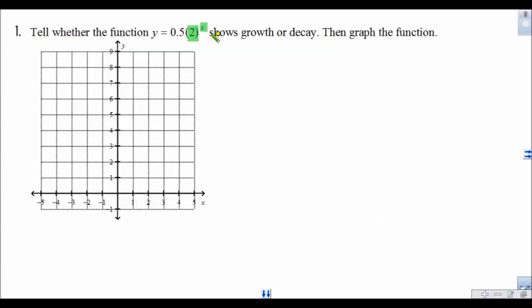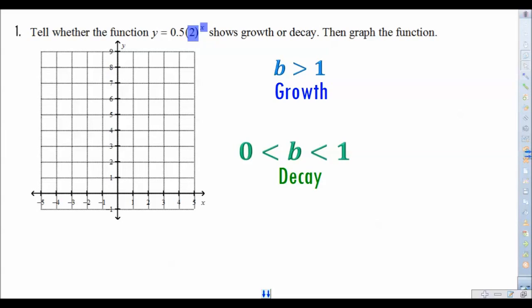Since that value there is 2, what we have on our hands here is exponential growth, because that base value, that 2, is greater than 1. Reminder, even though it's not for this problem, if the base is between 0 and 1, then what we'd have there would be exponential decay, but we didn't have that one. Be on the lookout for it because it could be either one, so it just depends on that base value.